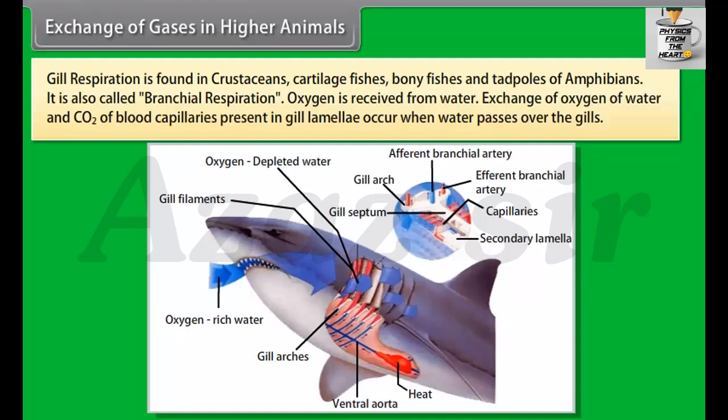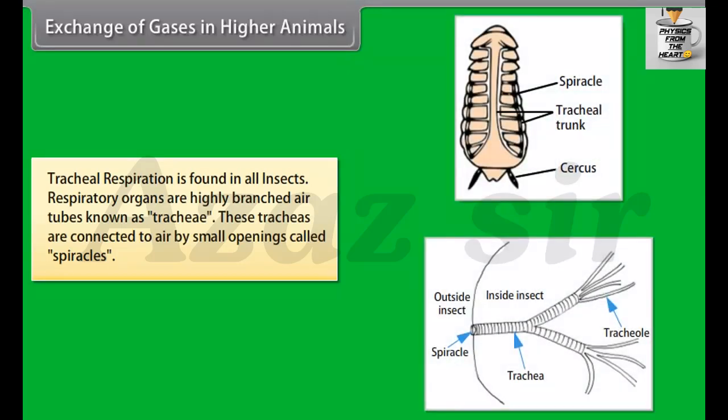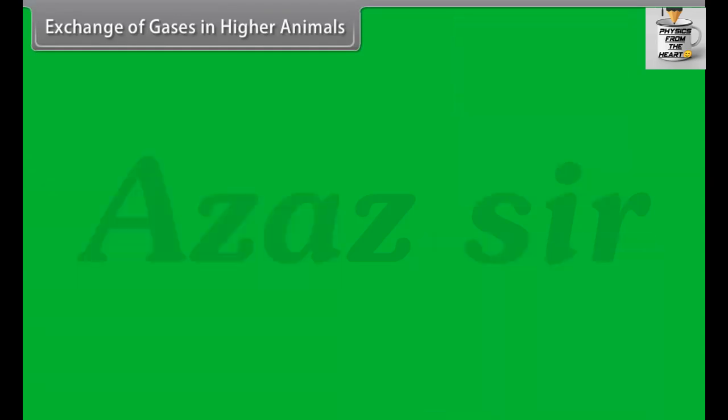Oxygen is received from water. Exchange of oxygen of water and CO2 of blood capillaries present in gill lamellae occurs when water passes through the gills. Tracheal respiration is found in all insects. Respiratory organs are highly branched air tubes known as trachea. These tracheae are connected to air by small openings called spiracles.